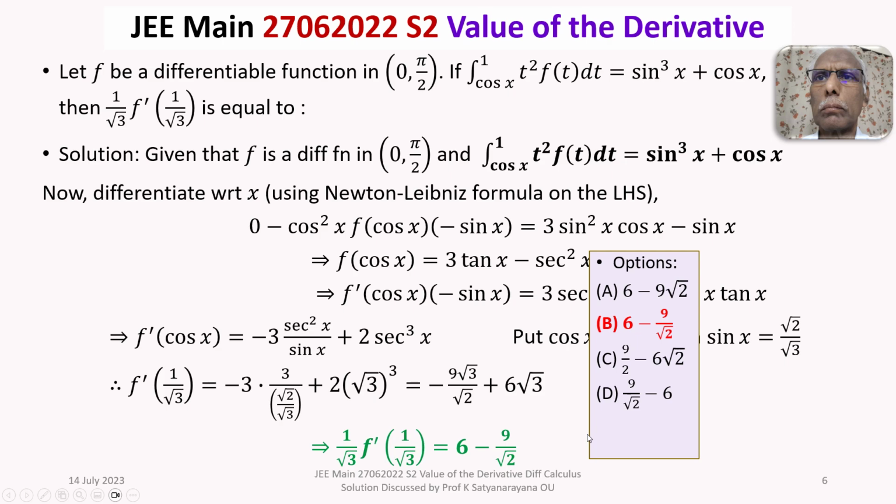Let's look at our options. Our answer appears against option B. The answer to this question is option B. So that is the detailed discussion of the solution of the problem to find the value of the derivative of a given function.